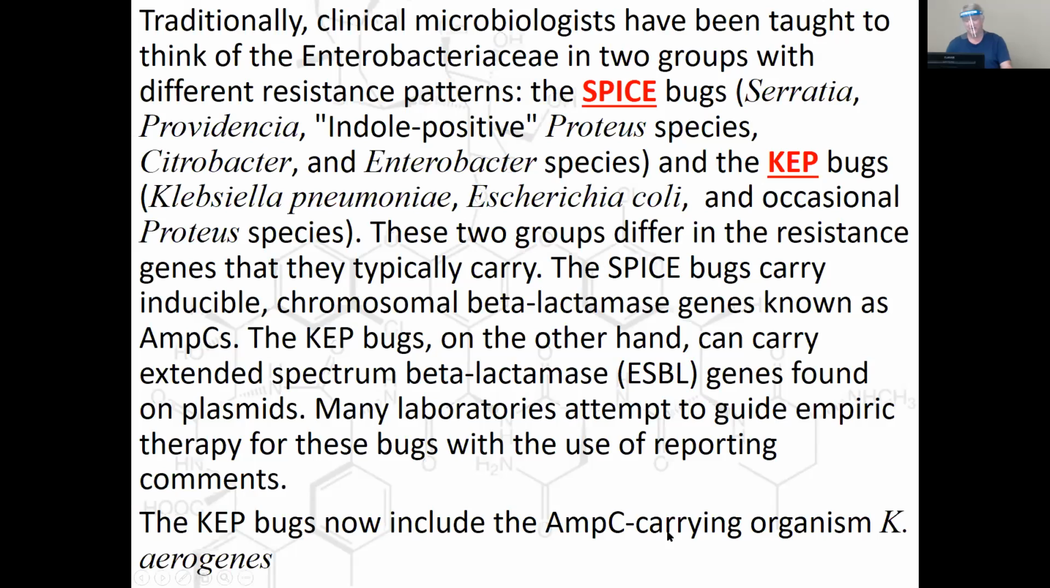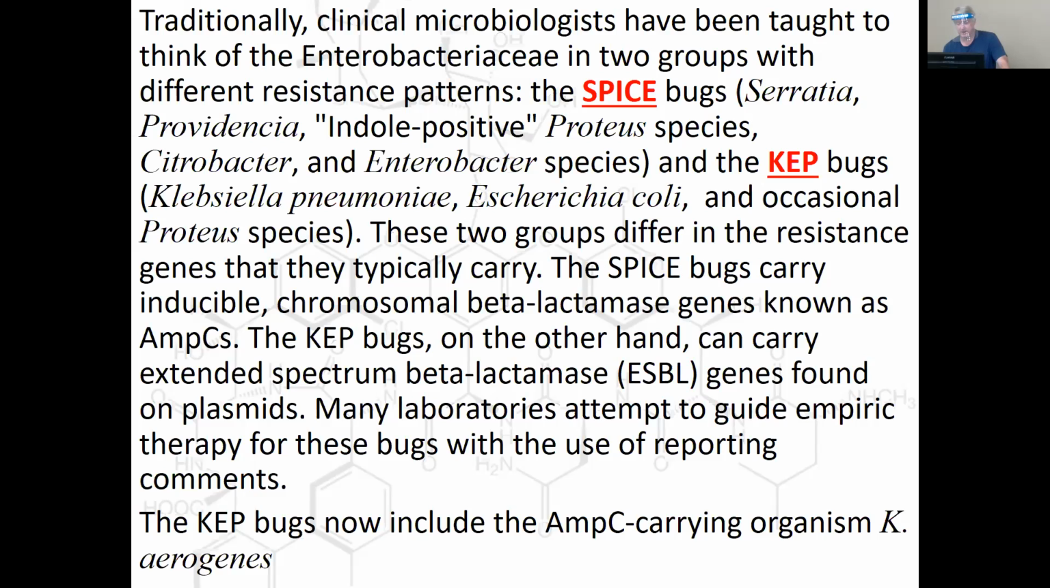Traditionally, clinical microbiologists have been taught to think of the Enterobacteriaceae in two groups with different resistance patterns. We have the SPICE. That's easy to remember, right? Got Spice Girls here with Serratia, Providencia, indole positive Proteus species. Yay, we get a Proteus, make sure it's indole positive. Citrobacter and Enterobacter species. That's the SPICE. Serratia, Providencia, Proteus indole positive, Citrobacter, and Enterobacter, all Enterobacteriaceae.